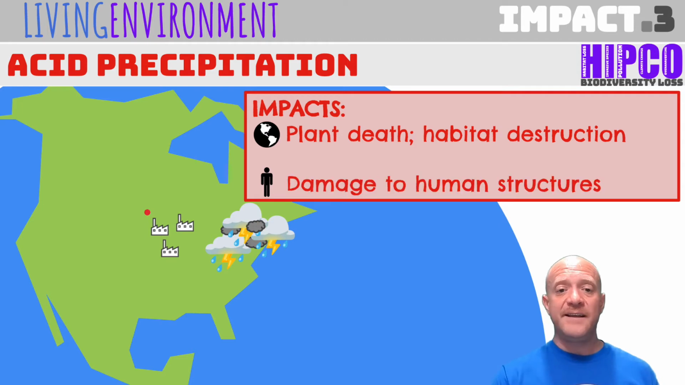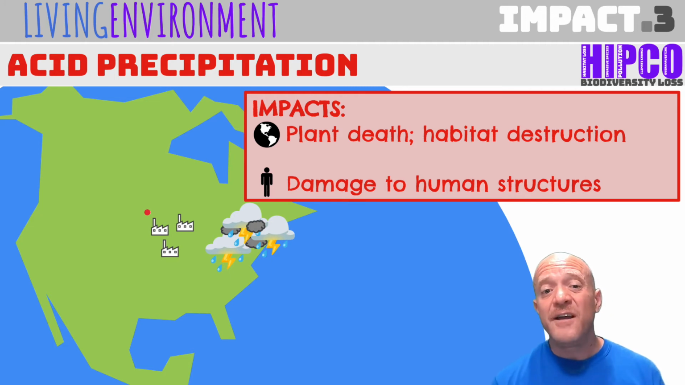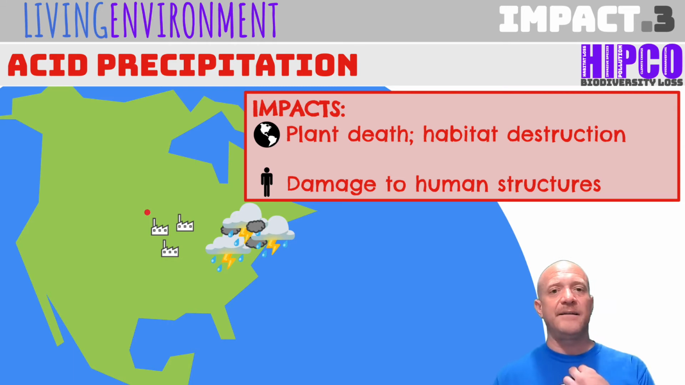And for humans, it can damage our human structures. In addition, it can also impact our agriculture. And even though agriculture is plants, it relates to humans because it is our food source.